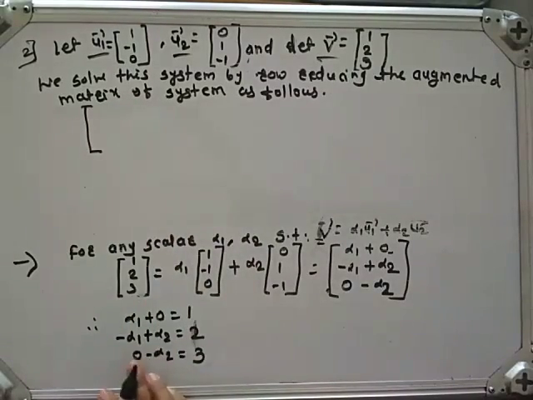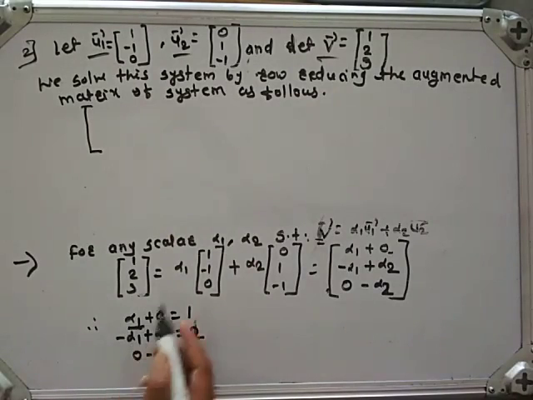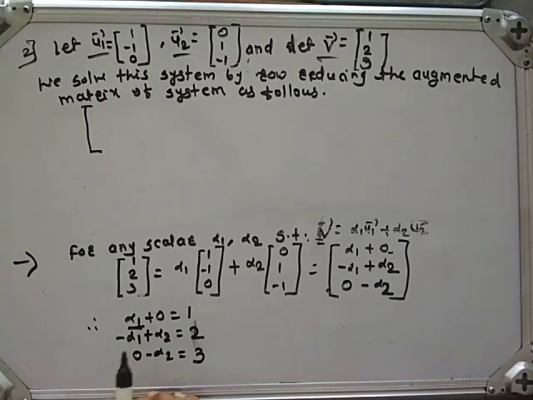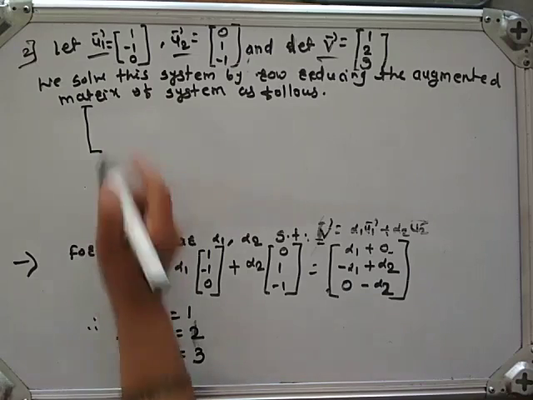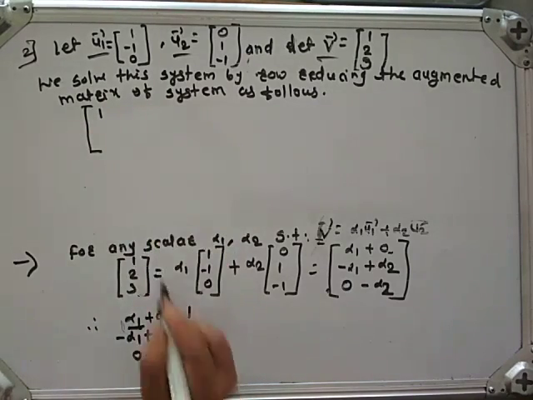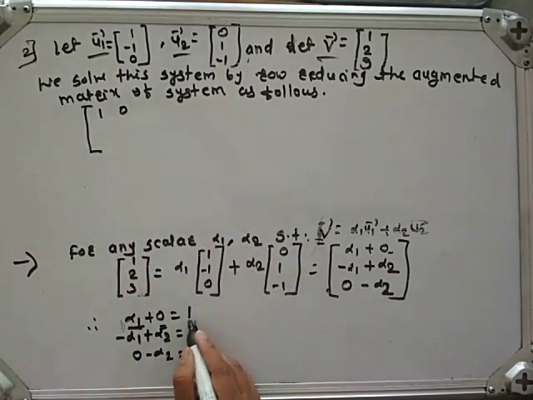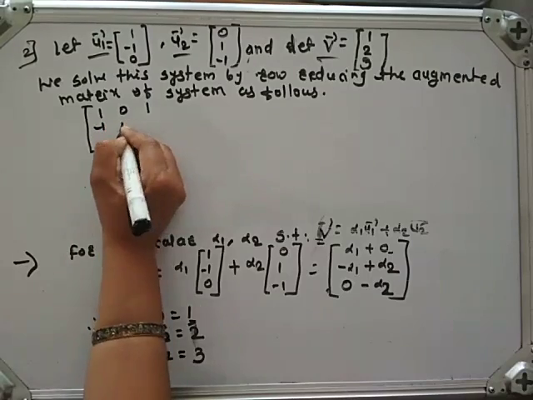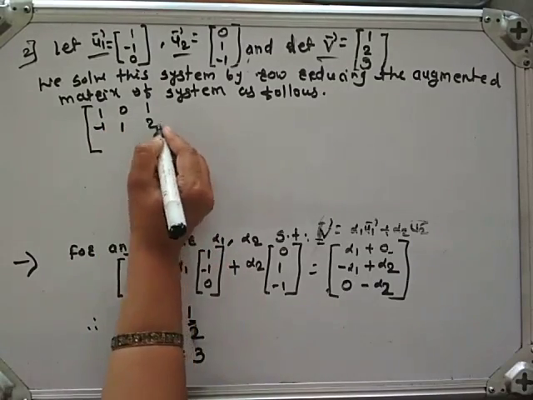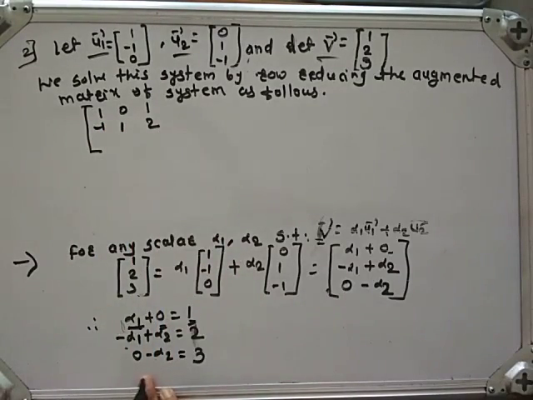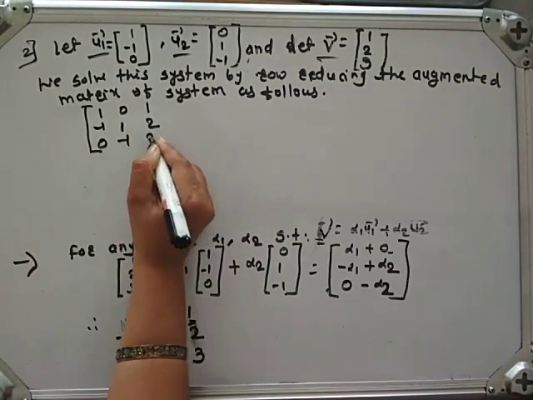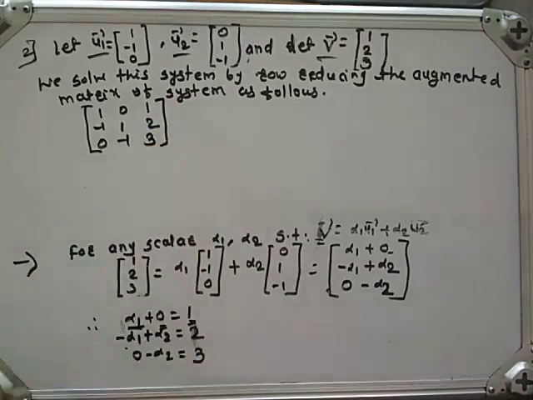The augmented matrix for this system is: here, two variables alpha 1 and alpha 2, which means the coefficient of alpha 1 is 1, the coefficient of alpha 2 is 0, and the constant is 1. The second row is minus 1, 1, 2. The next row is 0, minus 1, 3.